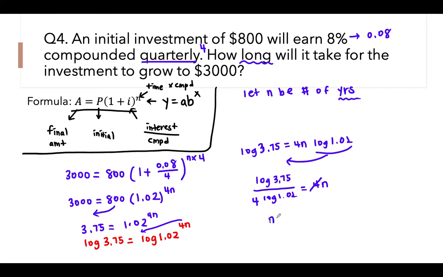So therefore, punch it in your calculator. n is about 16.68. So therefore, how long will it take? The investment will take about 17 years, approximately. But this will be the final answer, 16.68.